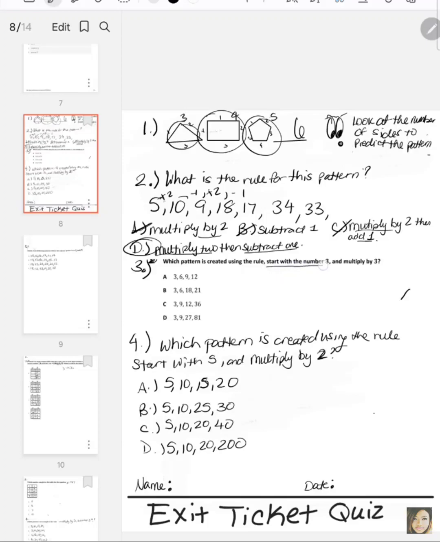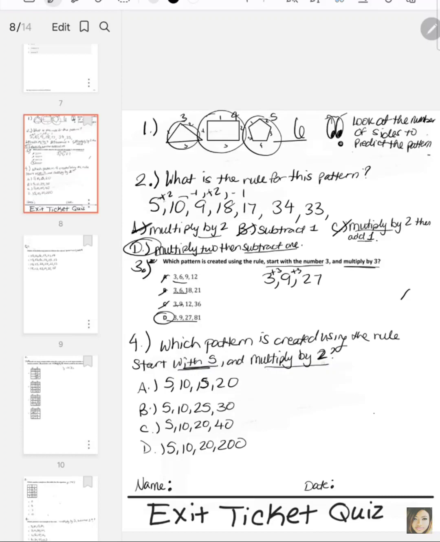So in this case, for question 3, it said which pattern is created using the rule start with 3, then multiply by 3. What I like to do is just go ahead and write the pattern itself, and then I can do eliminations. Like 3 times 3 is 9, and then 9 times 3 is 27. So therefore, you'd be able to cross out the other stuff.